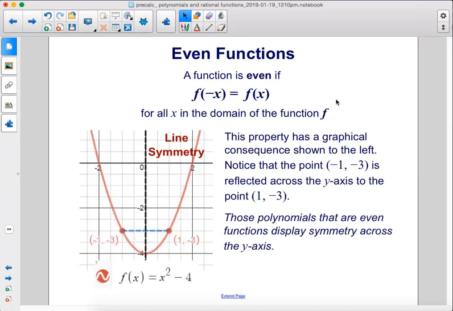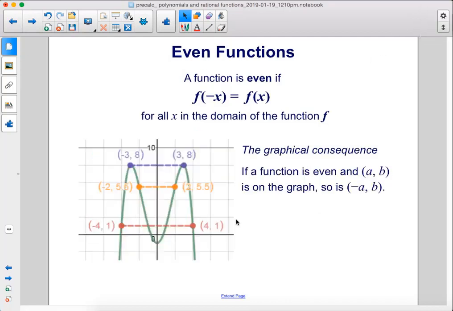A function is even if f of negative x equals f of x for all x in the domain of the function f. This property has a graphical consequence shown to the left. Notice that the point (-1, -3) is reflected across the y-axis to the point (1, -3). Those polynomials that are even functions display symmetry across the y-axis. If a function is even and (a, b) is on the graph, so is (-a, b).